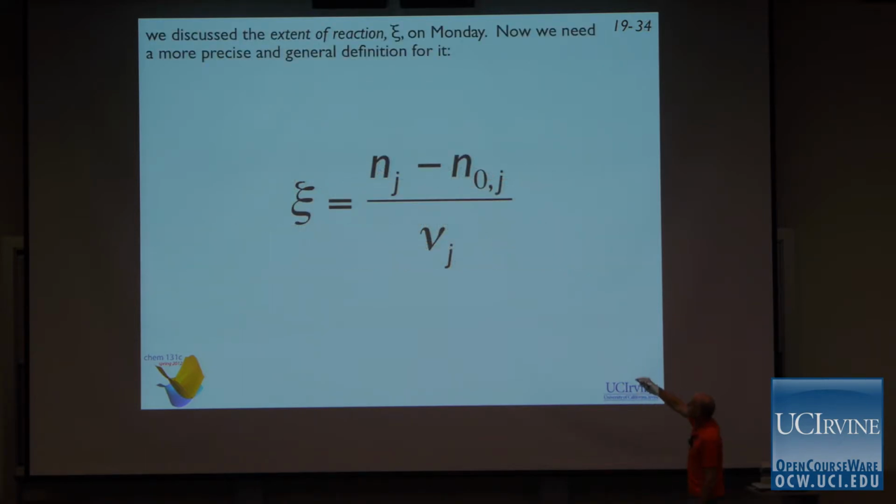Okay, so we've already discussed this thing called the extent of the reaction with the Greek symbol, the name of which I don't know how to pronounce. Here's the technical definition of what it is. I don't think we actually wrote down the technical definition earlier. We need a more precise and general definition for the extent of the reaction.